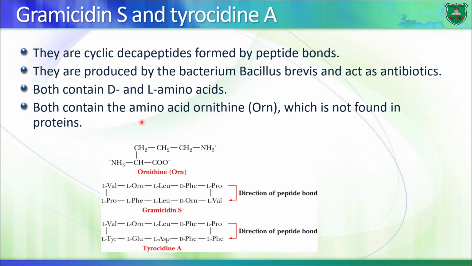Now, they also have ornithine as an amino acid, and ornithine sort of looks more like arginine, or it's a derivative of arginine, and it doesn't naturally exist in peptides. But in case of these two peptides, it does exist.